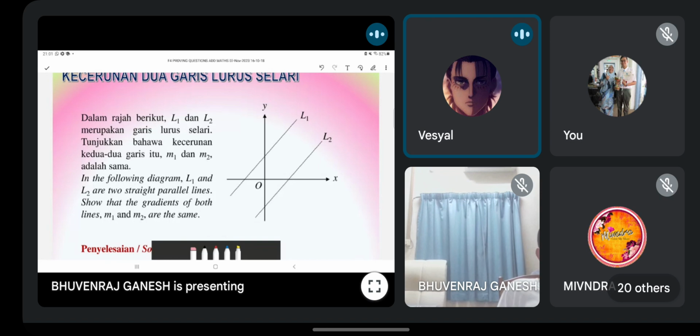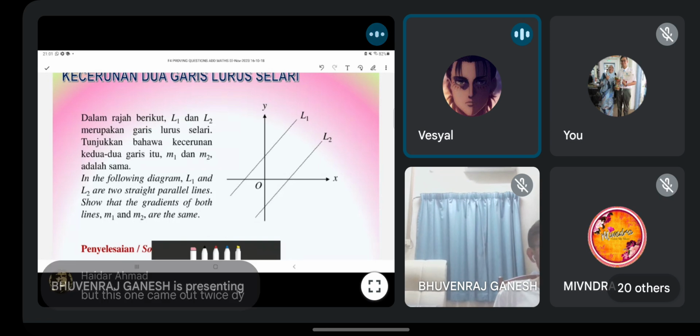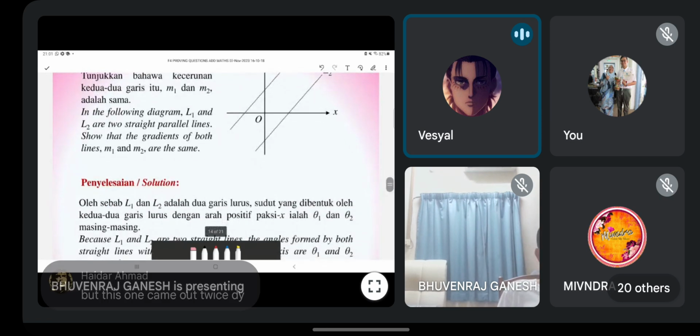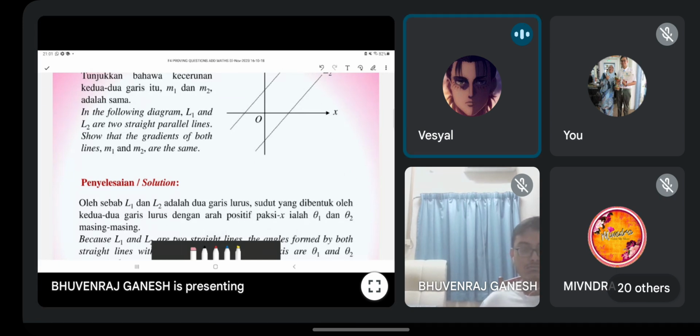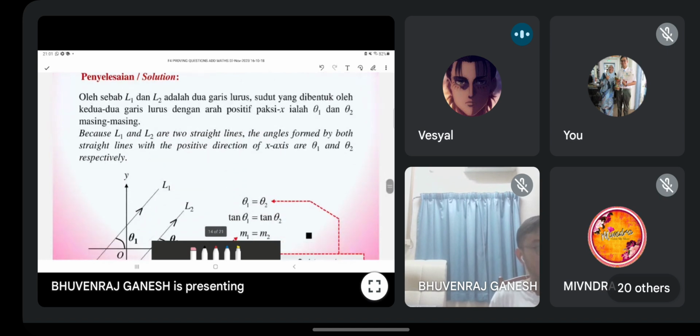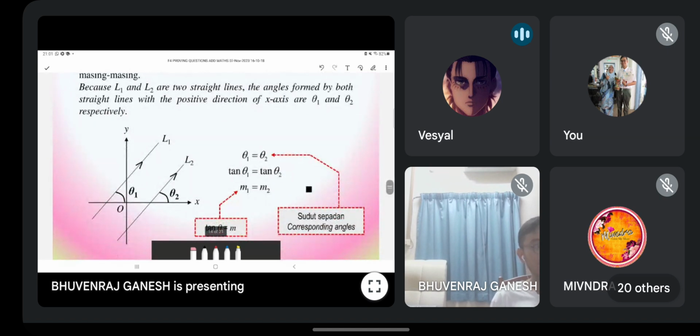Yeah, this is my favorite actually. So this one came out before, no right? Got. Trial 2023 came out. Oh, okay. So this one is just to prove whether the gradient... Okay, so it's basically you want to prove that m1 equals m2. So your theta 1 equals theta 2 because it's parallel.